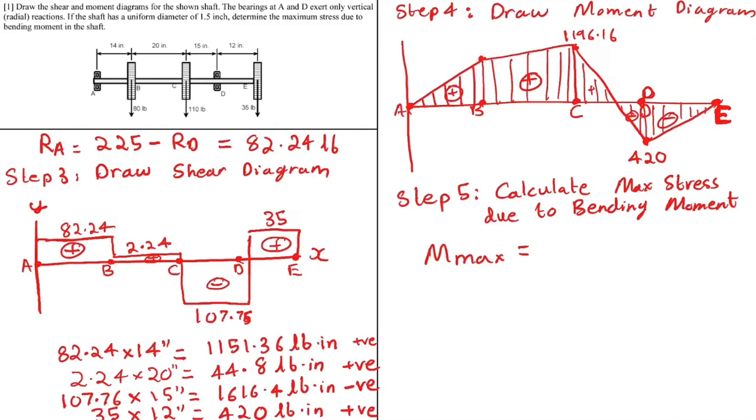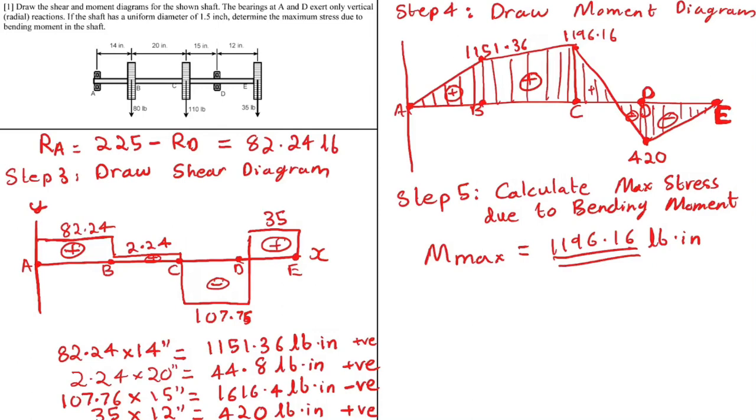I forgot to write down the values here. This is 1151.36, 1196.16. This is 420 but negative, and this is 0. So this is our maximum moment. The value is 1196.16 pound inches.